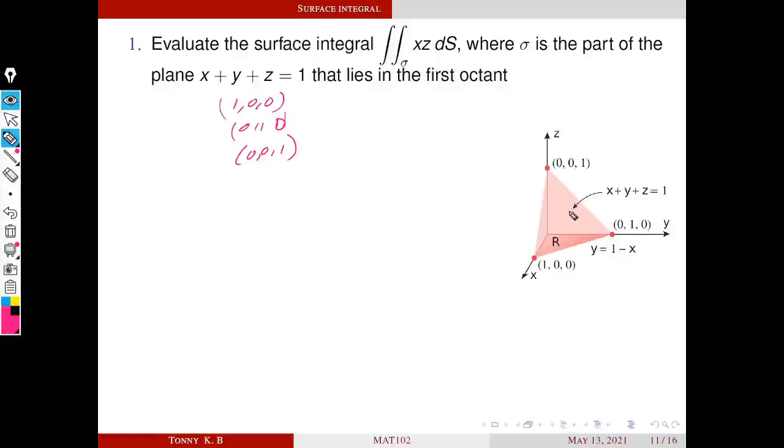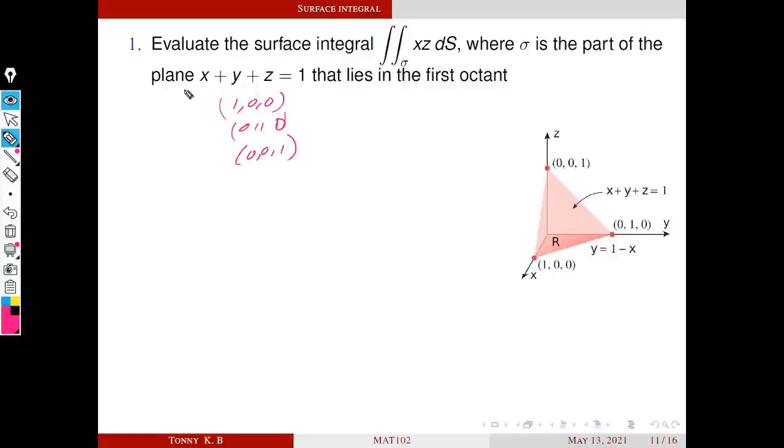So we have to integrate the function. Our function f(x, y, z) is equal to xz. This function is defined on this surface sigma. You choose a point on the surface, and there is a function value at that point. So we have to integrate this function over sigma. We know how to evaluate the surface integral.